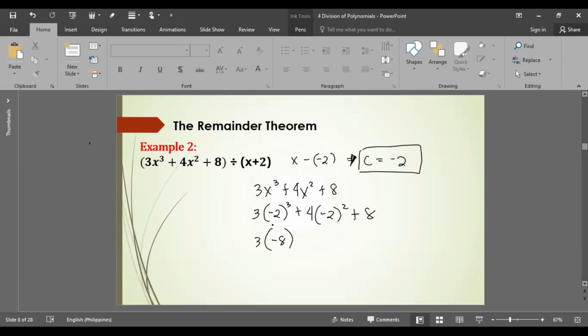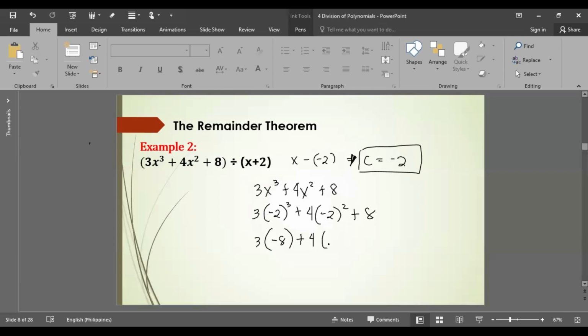So, be careful, class, sa pag-input nito sa scientific calculator. You have to put an open and close parenthesis here. Ibig sabihin, kasali si negative sa pagmumultiply nyo. So, let's continue. Copy plus 4, then simplify this.